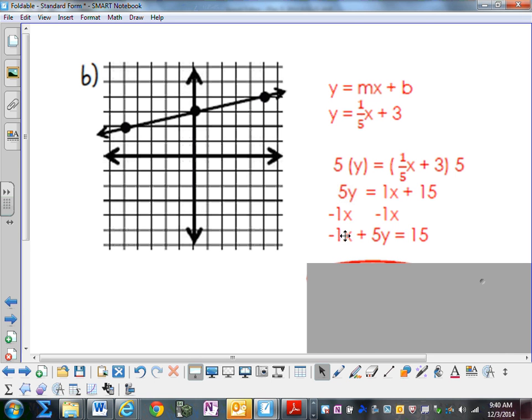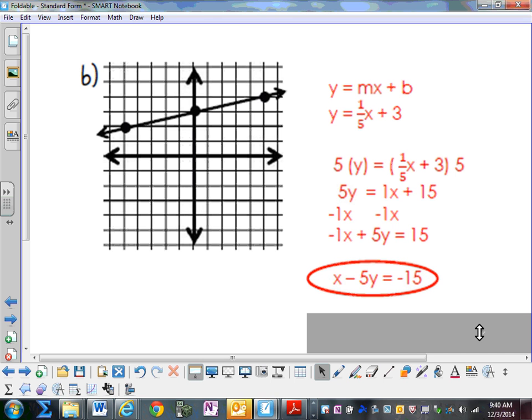And since I can't have a negative for the a, the coefficient there, I need to divide each side by negative 1, which leaves us with x minus 5y is equal to 15.